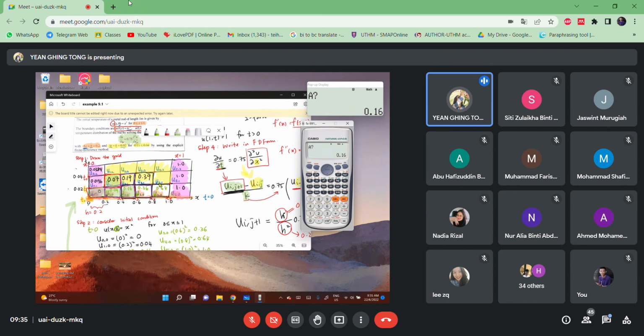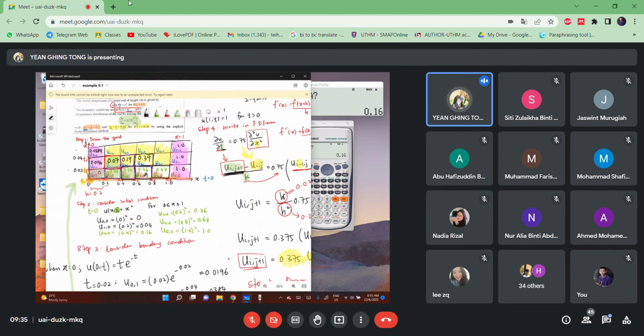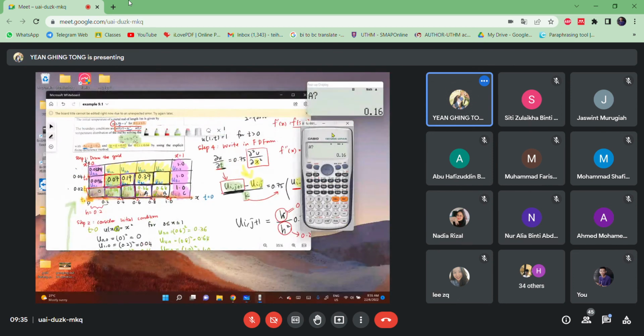Now I will continue with U41. U41 is 0. This is A, this is B, this is C. In order to get this one, U41, press calculate. A is 0.36, B is 0.64, C is 1. So you get 0.67. This one. Right. So the first level is done.